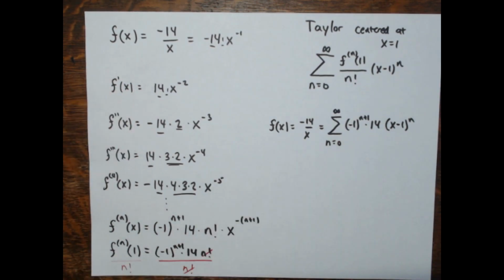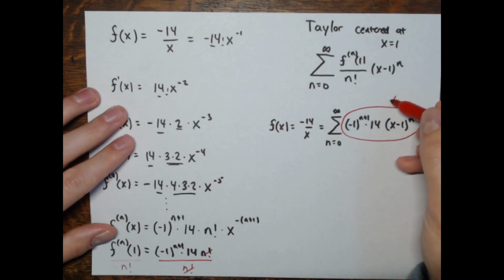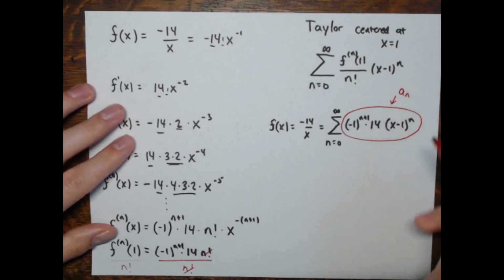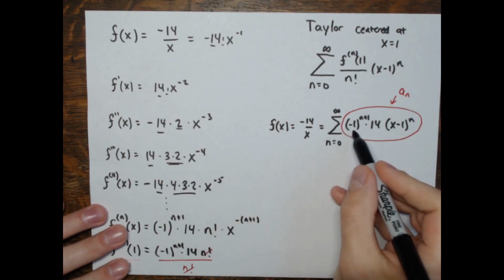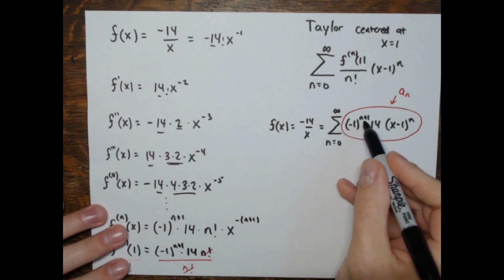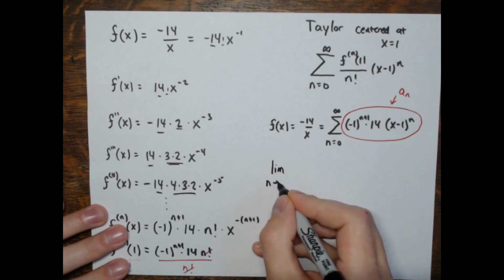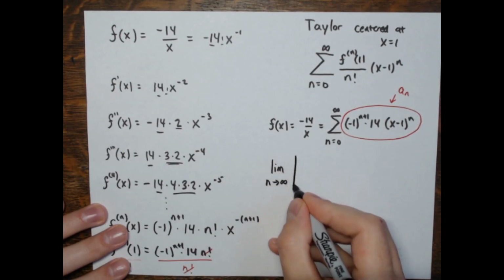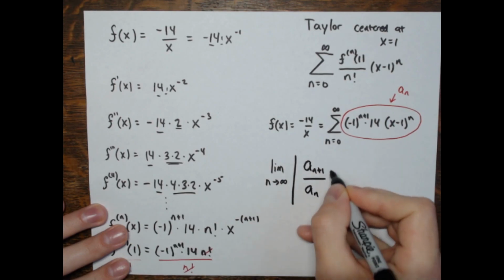And then you would have to use the ratio test to find the interval of convergence. So again, I call this a sub n, and because I'm doing absolute value, I'm going to ignore the -1 to the n plus 1 thing. This is a test for absolute convergence, the ratio test. So we're doing the limit as n approaches infinity of the absolute value of a sub n plus 1 over a sub n.